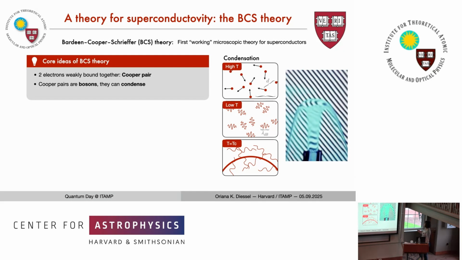Here you can see a video of helium-4. Helium-4 is not a superconductor because there are actually no charges involved, but it can also condense. It's called a superfluid, and you can see it here. It flows without friction, so it will actually flow indefinitely because there's no friction anymore.